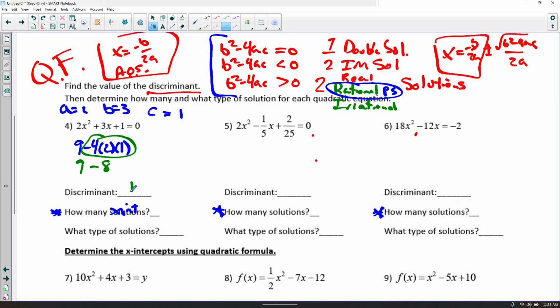How many solutions would that be? 2 real solutions. What type of them? What are we going to call them? Rational. Why do we know it's rational? Because that's a perfect square. If it was a 5, nope, that'd be irrational. It's 1, 4, 16, 25, 9. All those numbers are perfect squares. That would be rational. Any other number other than the perfect square is irrational.